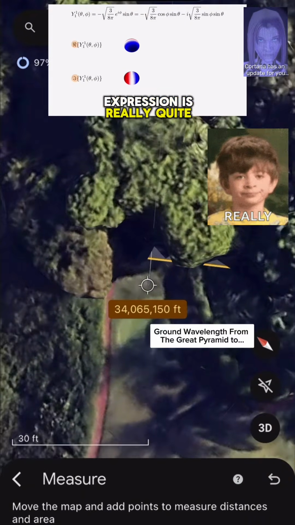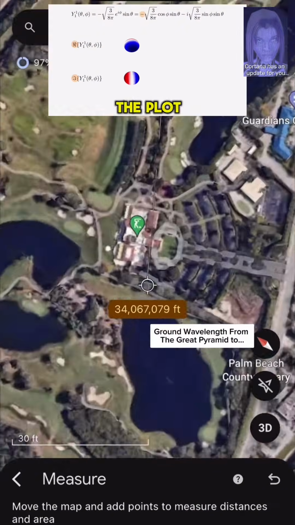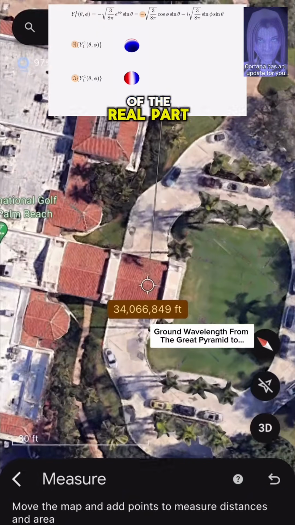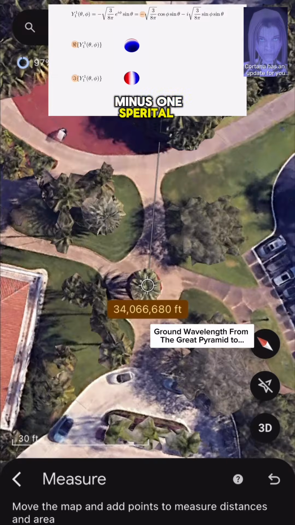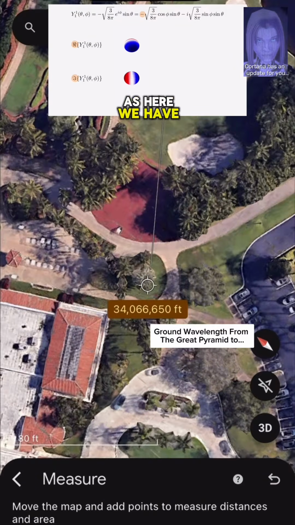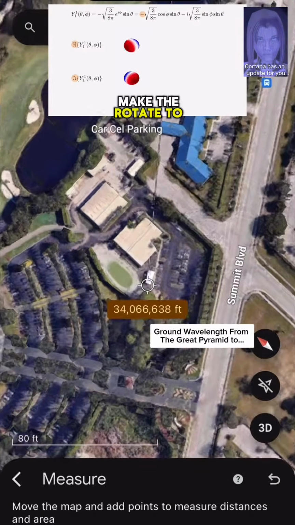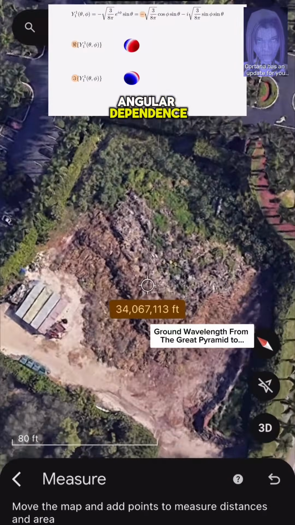The expression is really quite similar to the spherical harmonic Y1-1. This means that the only difference in the plots is that the real part is the negative of the real part of the Y1-1 spherical harmonic. That one we had red in front and blue at the back, whereas here, we have blue in the front and red at the back. We can again make them rotate to better appreciate the full angular dependence.